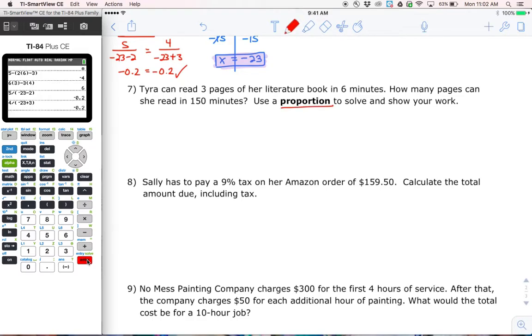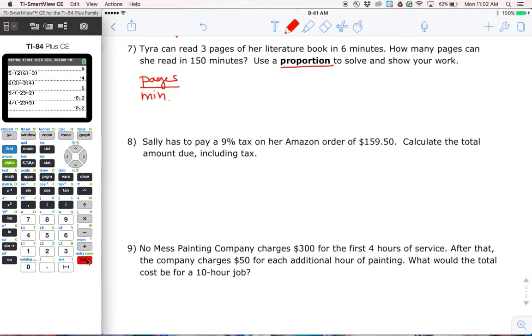Guys, the biggest key to being successful with proportions is, however you set it up, be consistent. So I'm going to do pages over minutes. You could have done minutes over pages, it doesn't matter. Be consistent. I know that she can read 3 pages in 6 minutes. So how many pages can she read in 150 minutes? Well, minutes goes on the bottom, so we're going to put the 150 here, and I want to know how many pages.